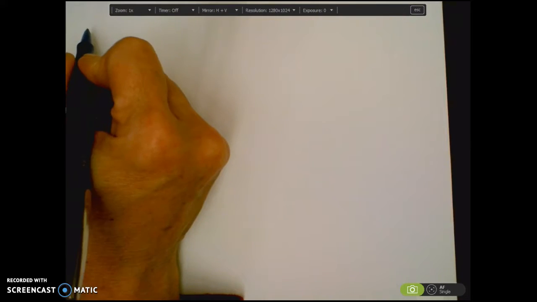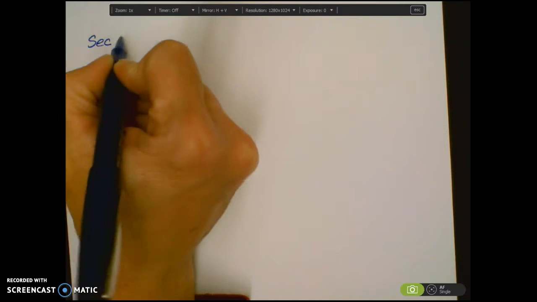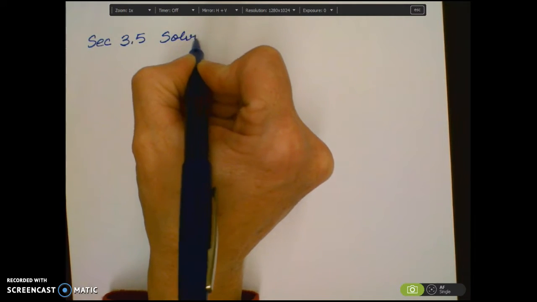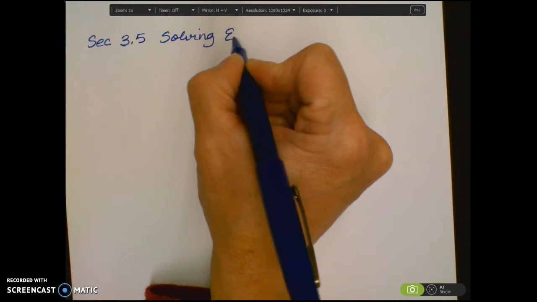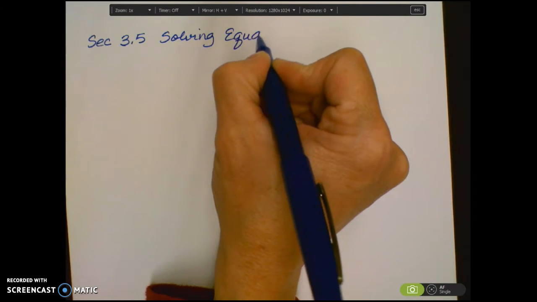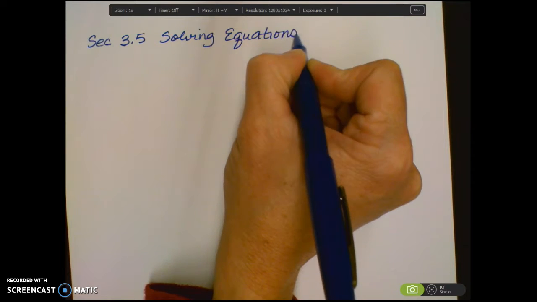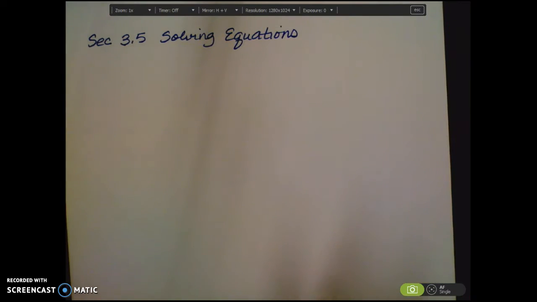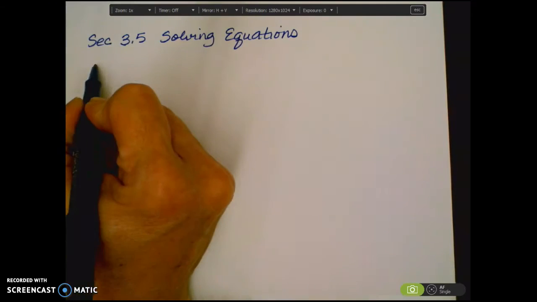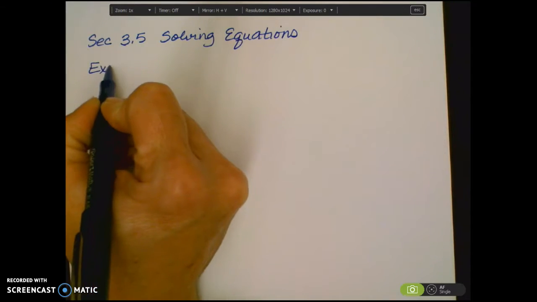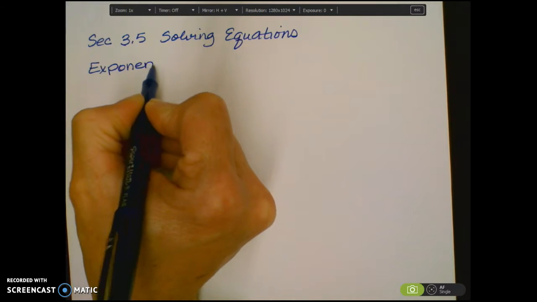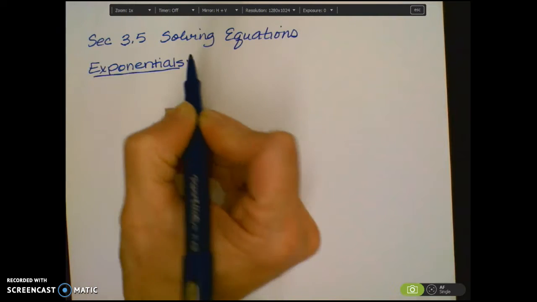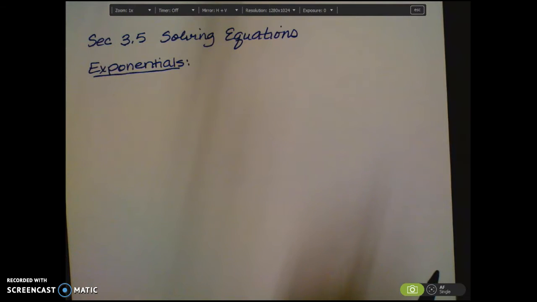Today we are looking at solving equations, specifically section 3.5. Since we're in our chapter on exponential and logarithmic functions, we're going to be solving those types of equations today. We're going to start with exponential functions and then move into logarithms. So let's start with our first exponential equation. I think you're going to find that these are pretty easy.